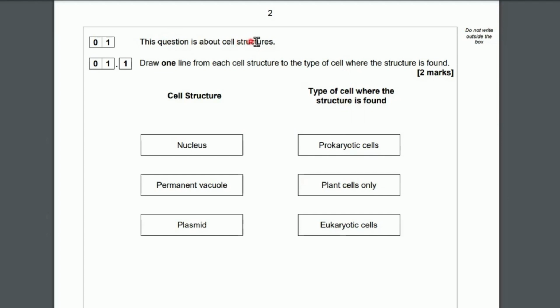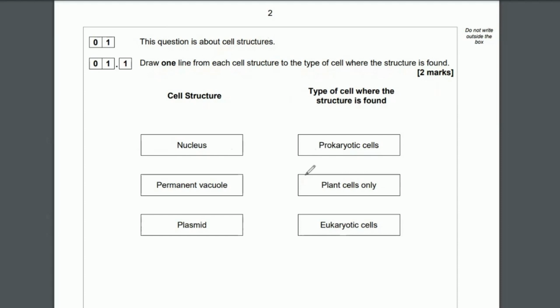Question one. This question is about cell structures. Draw one line, 1.1, from each cell structure to the type of cell where the structure is found, and it's worth 2 marks. So cell structure, we've got nucleus. Where do we find the nucleus? Do we find them in prokaryotic cells? No, that's like bacteria. They don't have a nucleus.